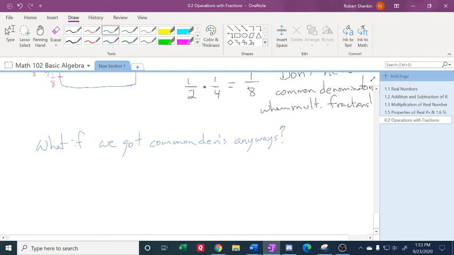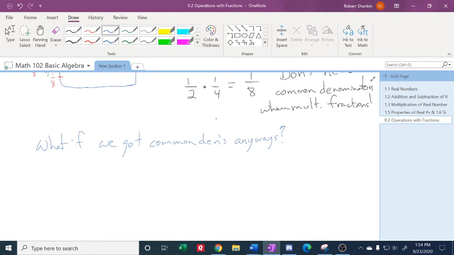Would we still get the right answer? So, go to your chat, your group for today, well, the same group you go to every day, and type in either yes or no. Don't think about it very long. Just what's your instinct? What if we got common denominators anyway, and then we multiplied? Would we get the right answer, or would we get the wrong answer?